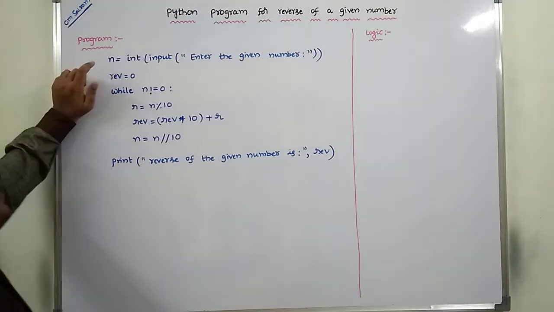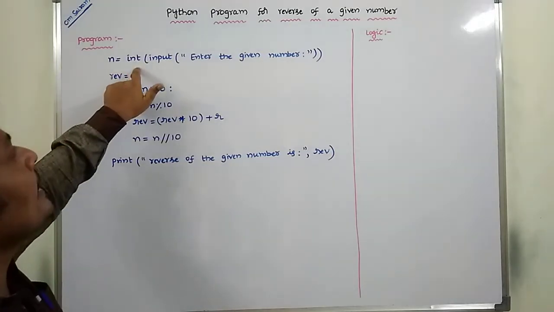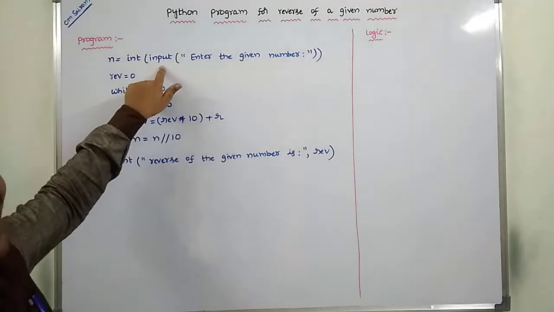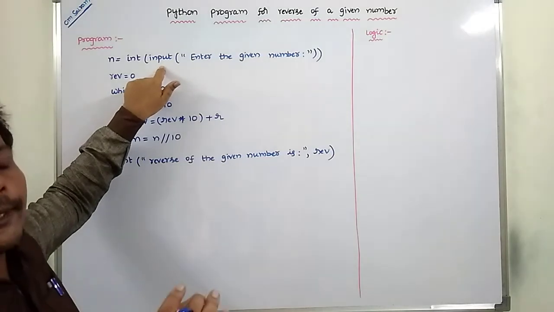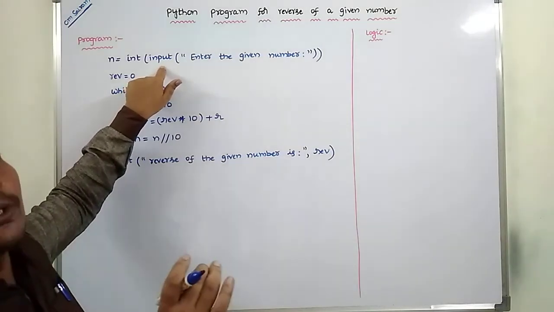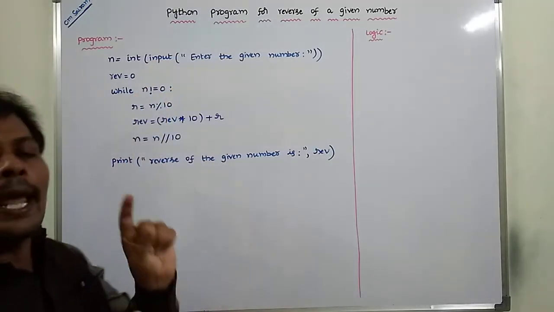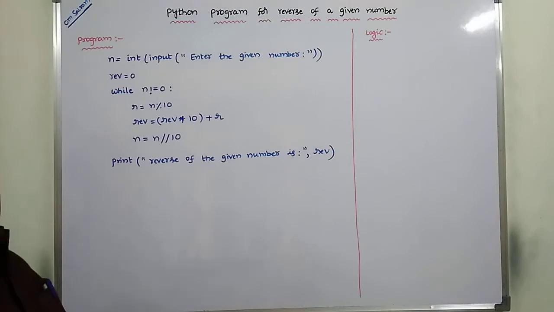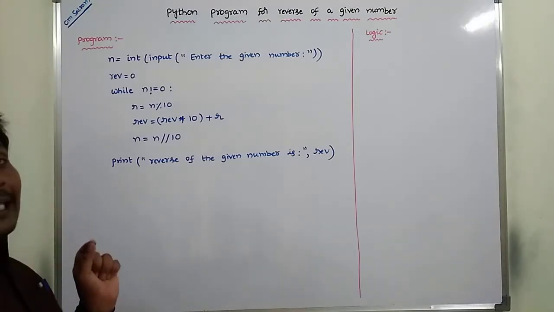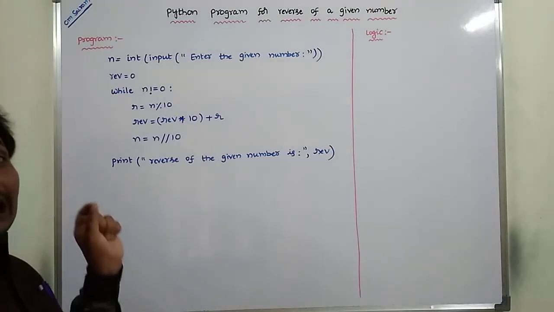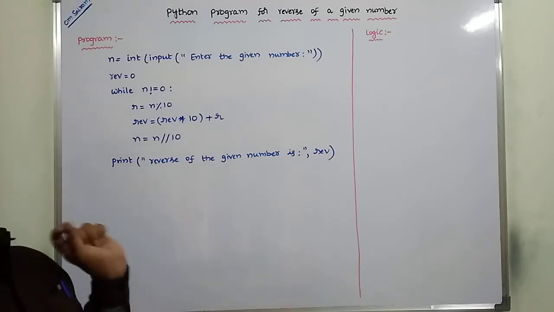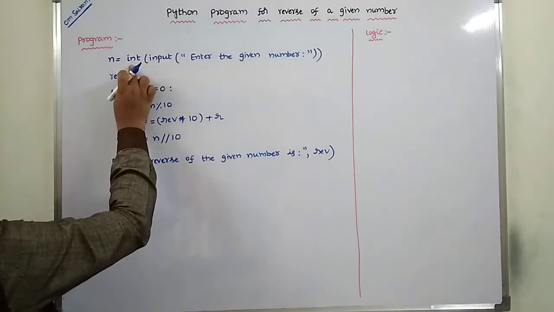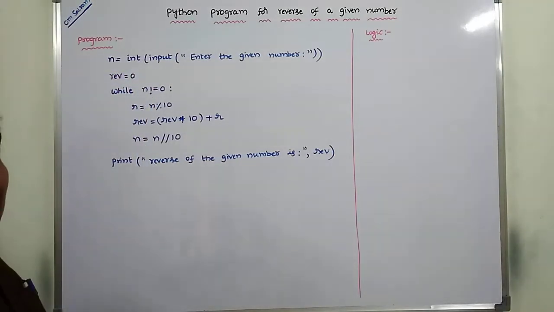Okay, so here n is equal to int of input of "Enter the given number". Here the input function is used for reading the input from the keyboard as a string. Okay, that input can be passed to the integer. So this integer function can convert the given string number into integer. That value can be assigned to the n.